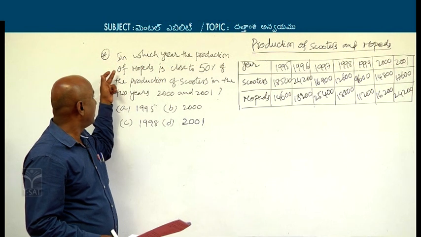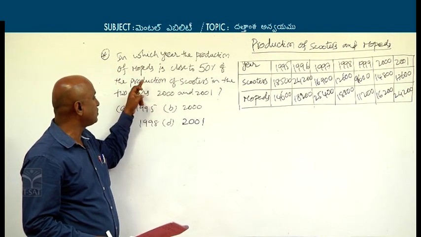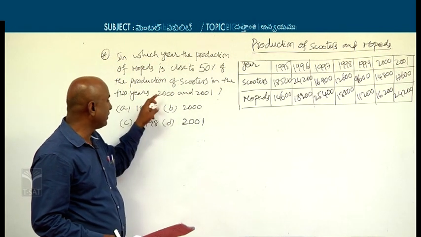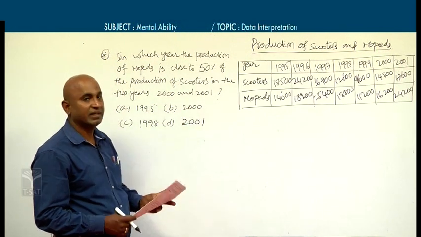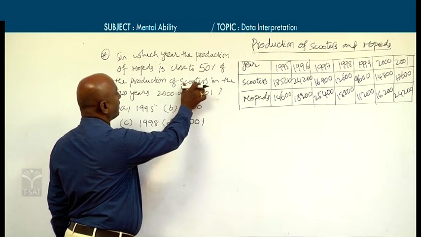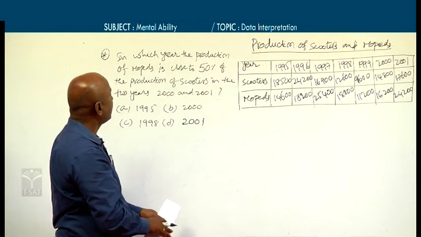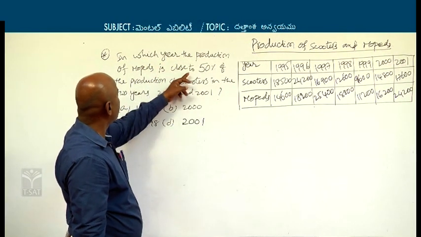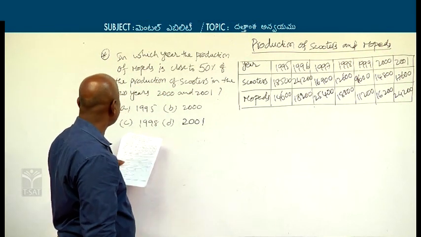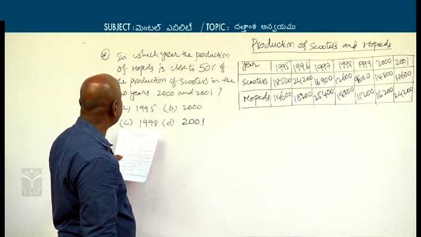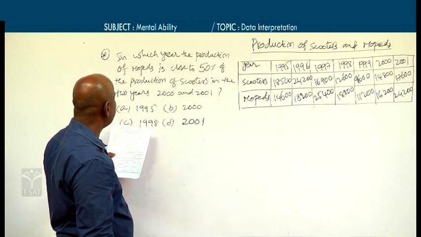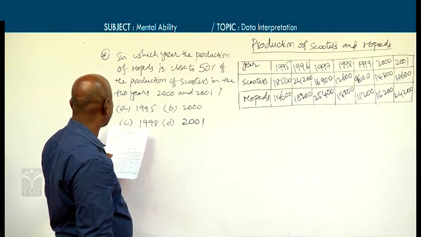In which year the production of mopeds is close to 50% of the production of scooters in the 2 years 2000 and 2001? In which year is the production of mopeds close to 50% of the production of scooters in the 2 years?